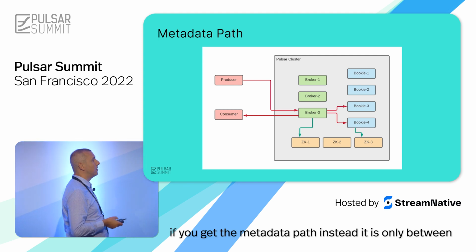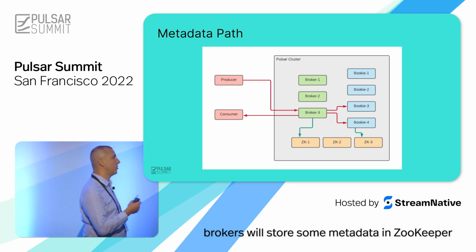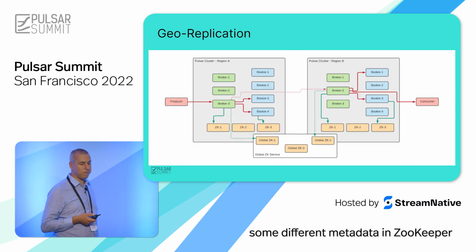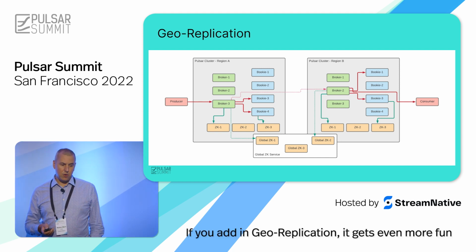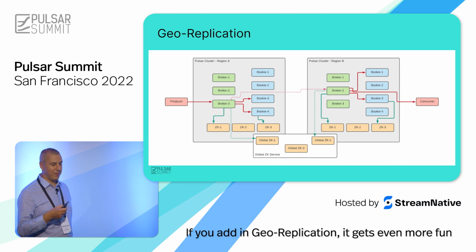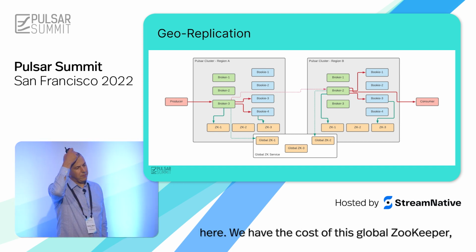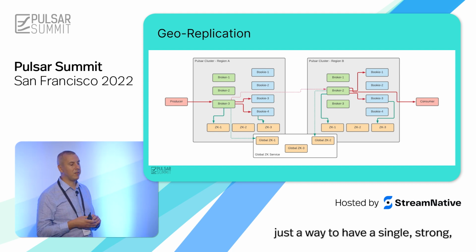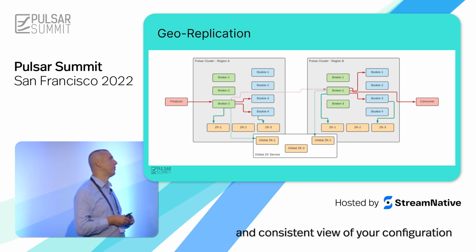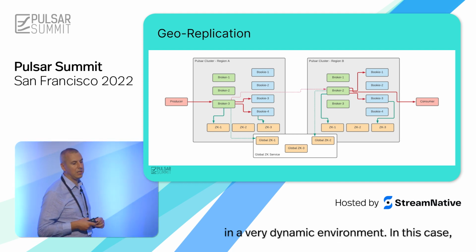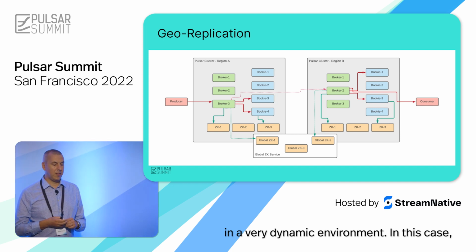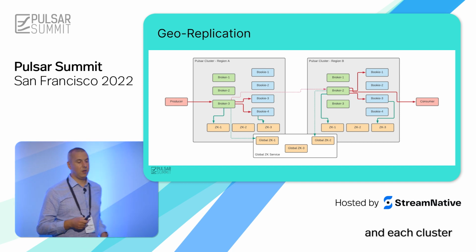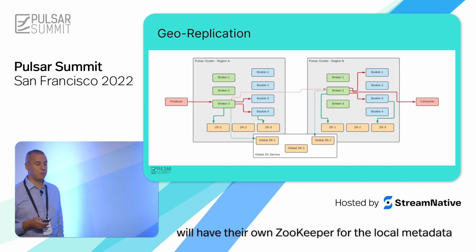If you look at the metadata path instead, brokers will store some metadata in ZooKeeper, and bookies will store some different metadata in ZooKeeper. If you add in replication, it gets even more fun. We have the concept of a global ZooKeeper, which is a configuration store. Essentially, it's a way to have a single, strongly consistent view of your configuration when you're running with multiple clusters in a very dynamic environment. In this case, the configuration is stored in the global ZooKeeper, and each cluster has its own ZooKeeper for the local metadata.